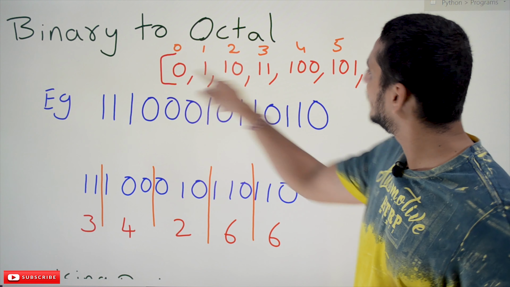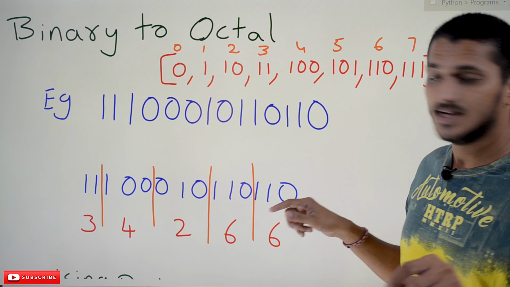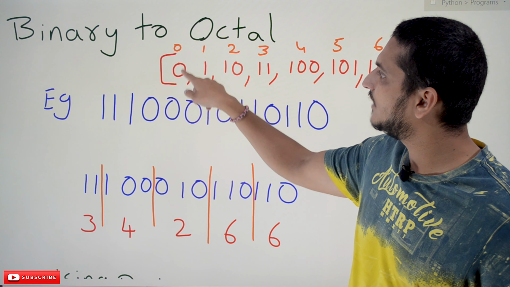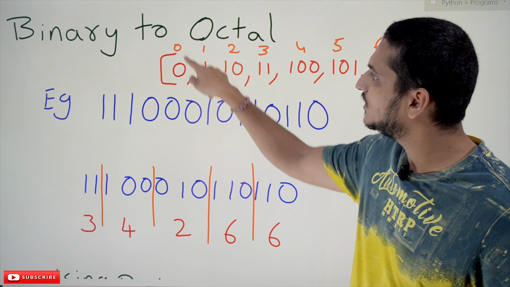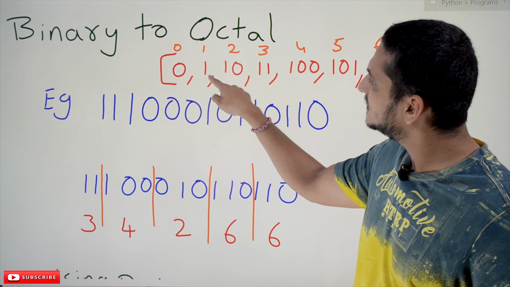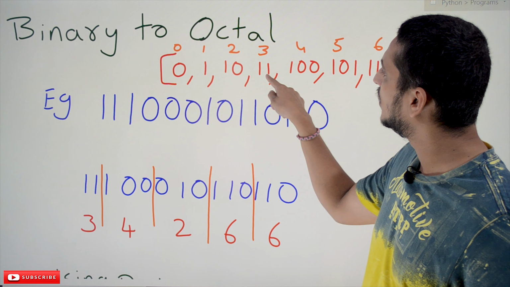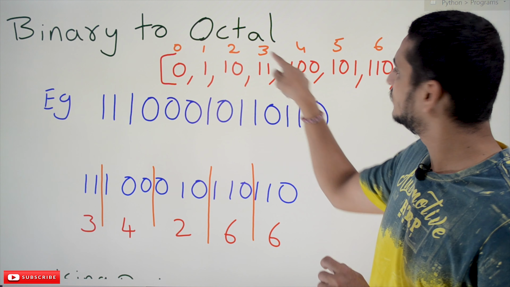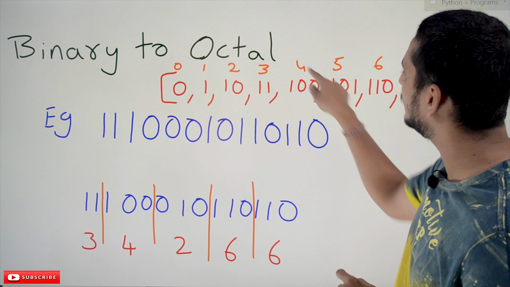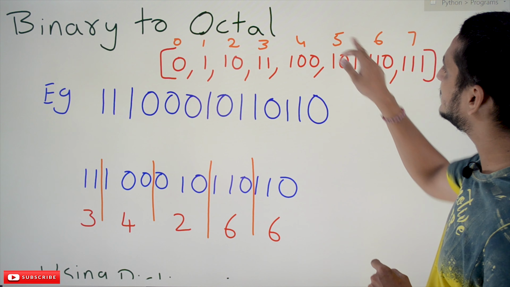We are taking a list, and in the list the index values are given. This number 0 is at index value 0. This number 1 is at index value 1. 10 is at index value 2. 11 is at index value 3. 100 is at index value 4. 101 is at index value 5.